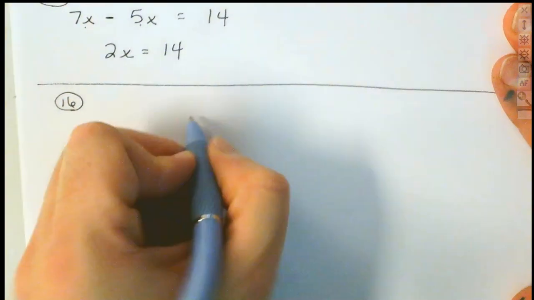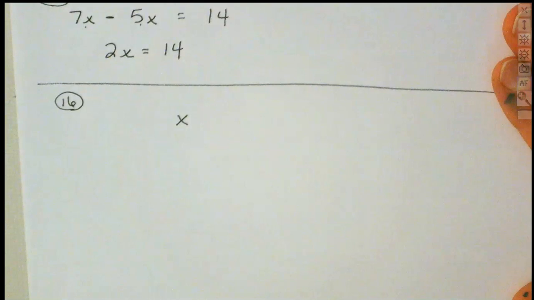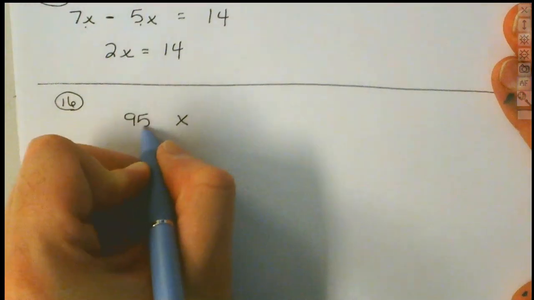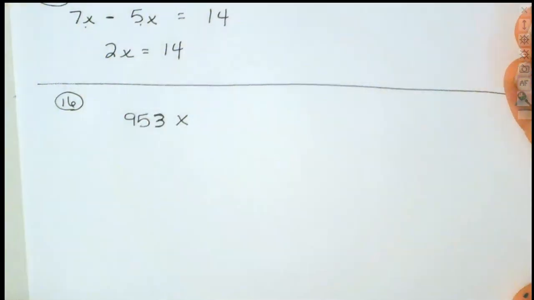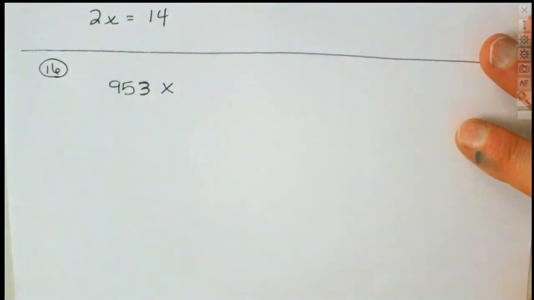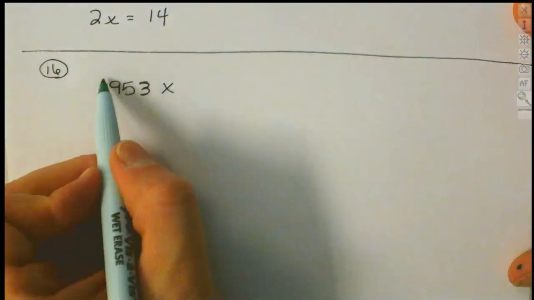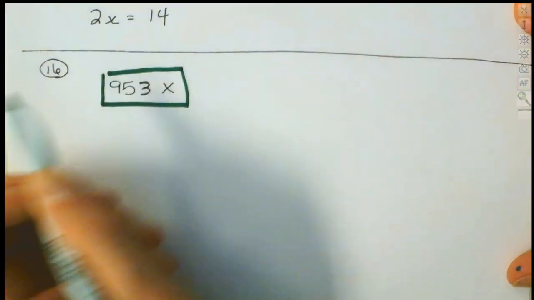So the number is x. And what are we going to multiply it by? Okay, 953. Normally when I write them, I write the number in front of the variable instead of behind. So that would be 953 times the variable x there. And that is what I'm looking for in that one.